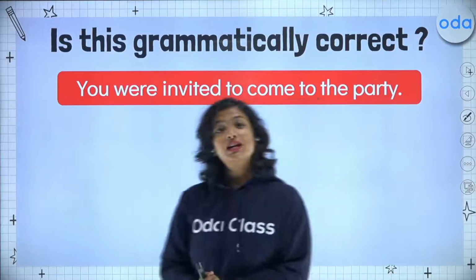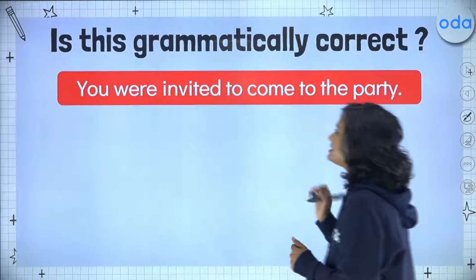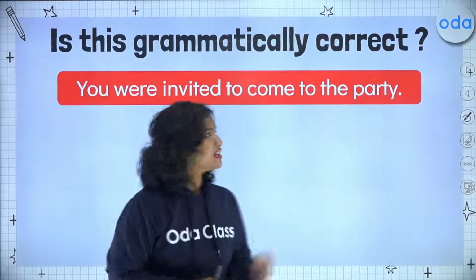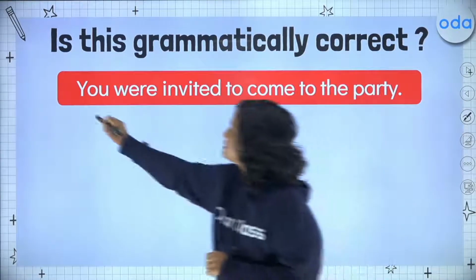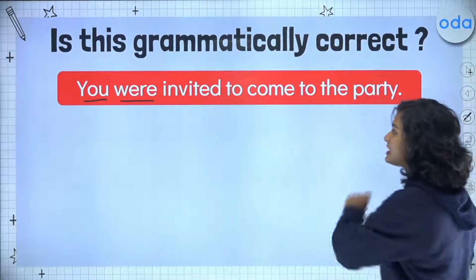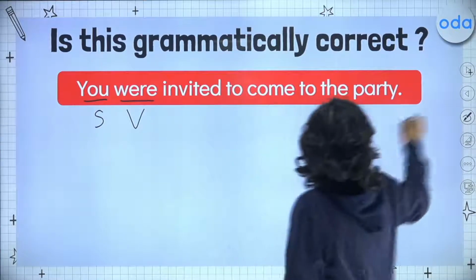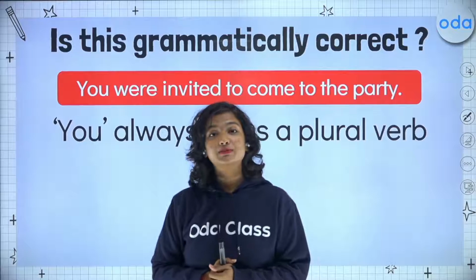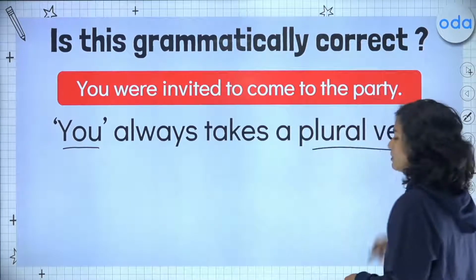You were invited to come to the party. Students, can you identify if this sentence is grammatically correct? You were invited to come to the party. So, notice here, you and were, okay? That's our subject, and this is our verb. So here we have, you always takes a plural verb. You will always take a plural verb.